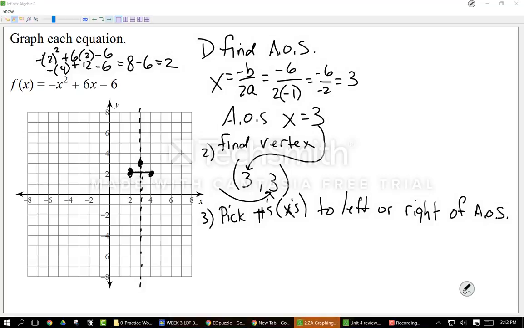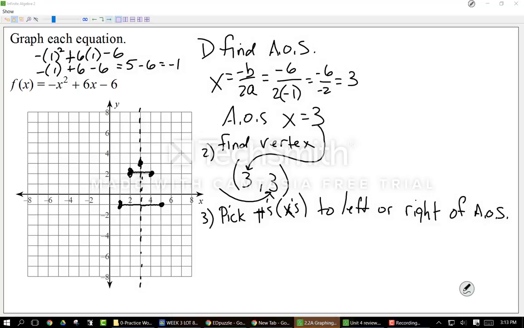So now I have to pick another one. So I'm going to pick 1. Negative of 1 squared plus 6 times 1 minus 6. Negative of 1, because 1 times 1 is 1, plus 6 minus 6. Negative 1 plus 6 is 5, minus 6 is negative 1. So if I plugged in 1, I get negative 1. That's 2 away. So 2 away in this direction is now my reflecting point there.